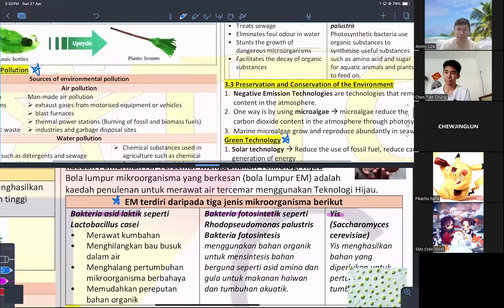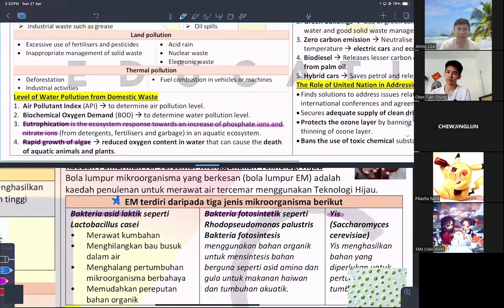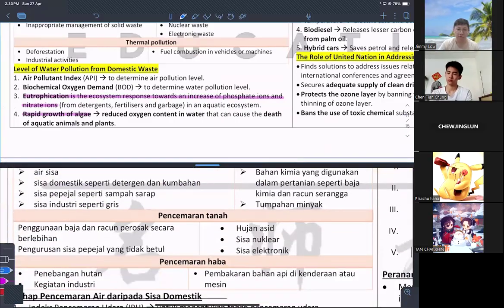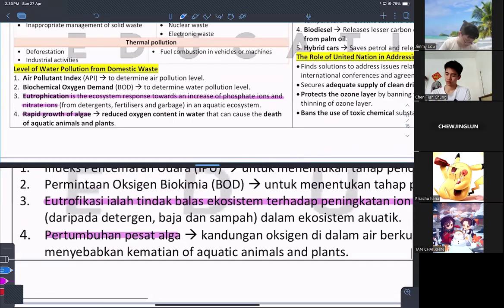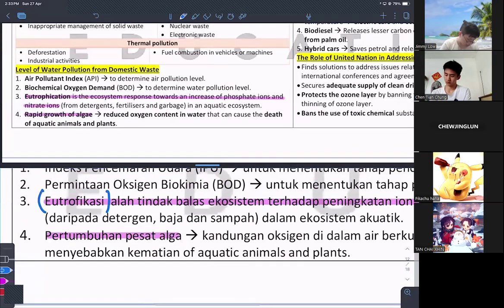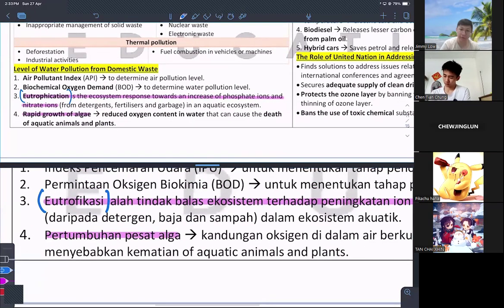At least you have to know what is eutrophication. Eutrophication has another name called algae bloom, which means the phosphate and nitrate ions increase, which are super important for plants' growth. Since algae can grow crazily if you supply them phosphate and nitrate, this is a phenomenon called eutrophication.